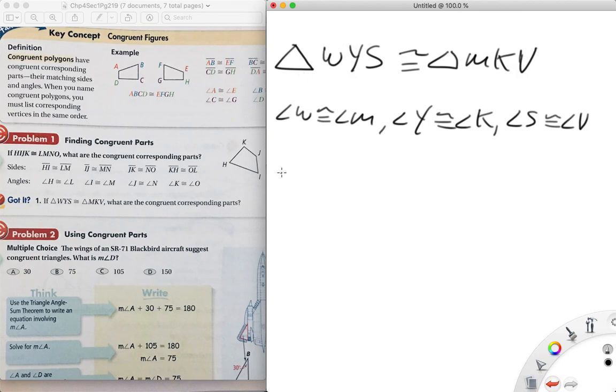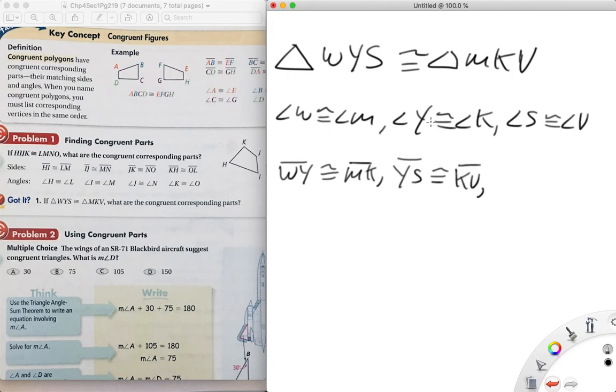In terms of the sides, I just combined two of them. Here's WY. So I can say that WY is congruent to MK because M and K are next to each other. And since this is a triangle, I need three pairs of these. Then Y and S are next to each other, so I can say YS is congruent to KV.